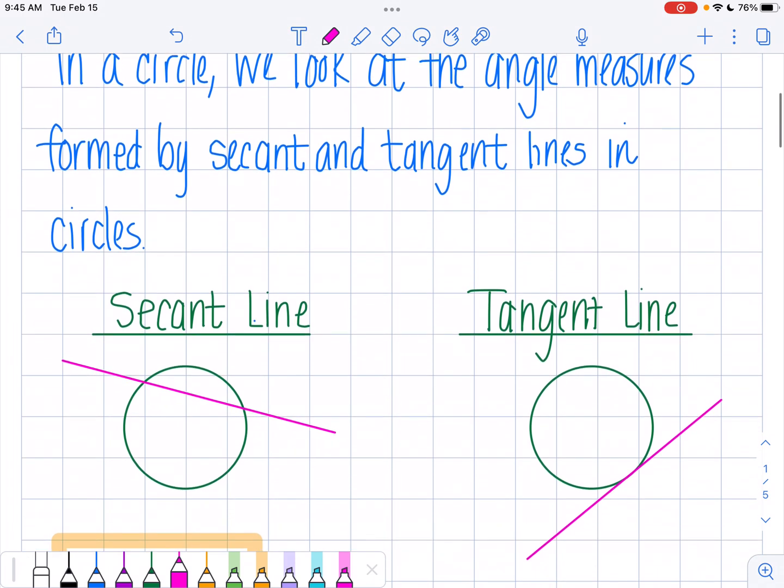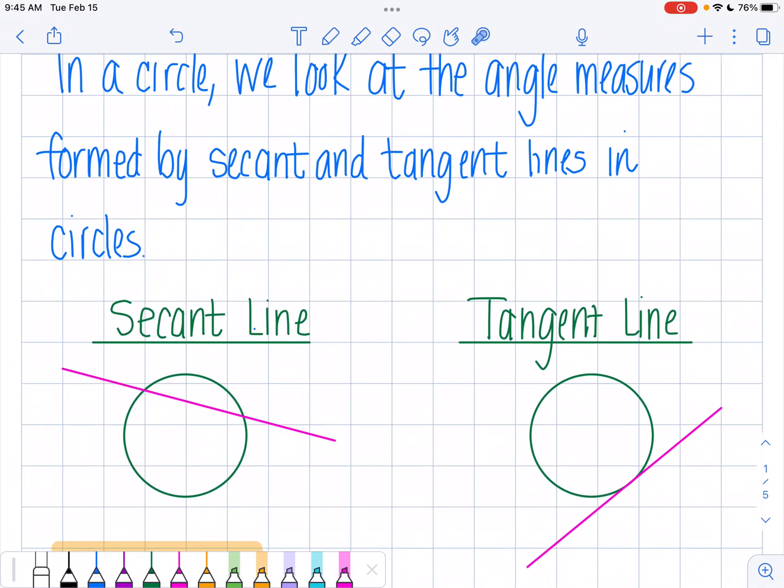Just as a reminder, a secant line is a line that goes through the circle, and it doesn't necessarily have to go through the center. And a tangent line is a line that touches the circle at exactly one point on the outside of the circle. So this is going to be a tangent line, and this is the point of tangency where the line touches the circle.